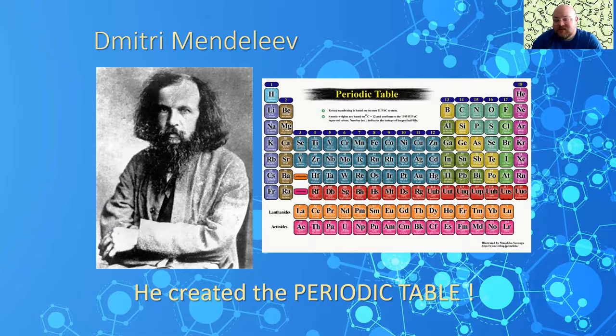First, this handsome beast is Dmitri Mendeleev. He is the person that created the periodic table. He started grouping elements in a way that kind of grouped like elements together, and we will see how those things are grouped here shortly. But Dmitri Mendeleev is who created the periodic table.